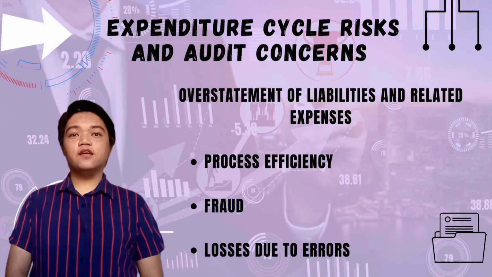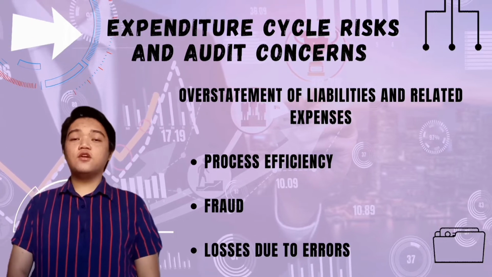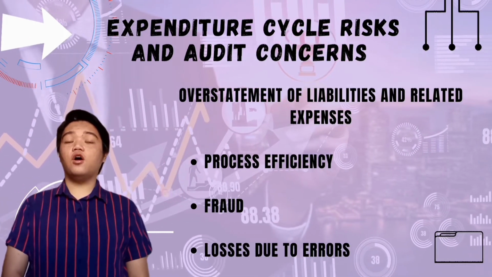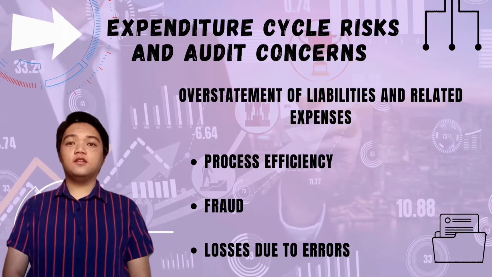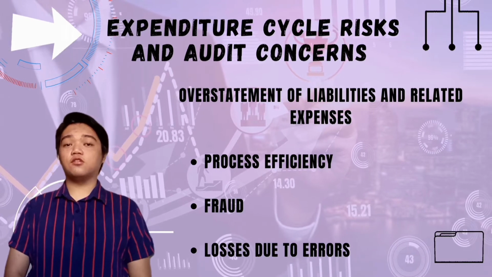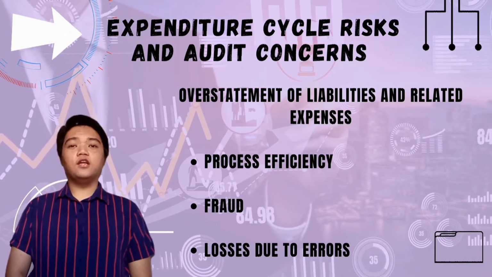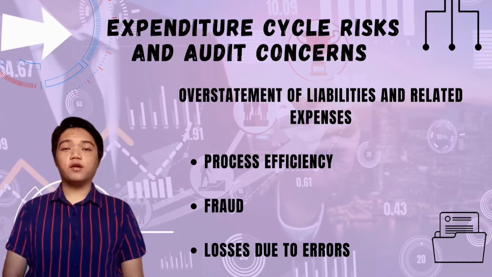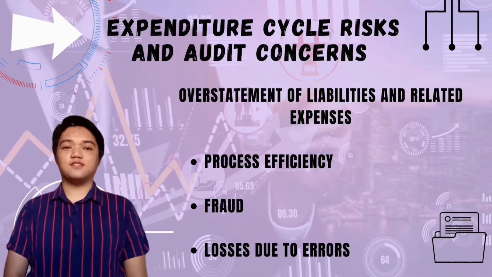On the other hand, broader operational audit concerns include process efficiency, fraud, and losses due to errors. Within this context, overstatement of liabilities and related expenses are also important. This is also a key audit concern as this would also affect the net income and equity of the company. In resolving these concerns, the auditor will seek evidence by performing a combination of tests of internal controls and conducting substantive tests.